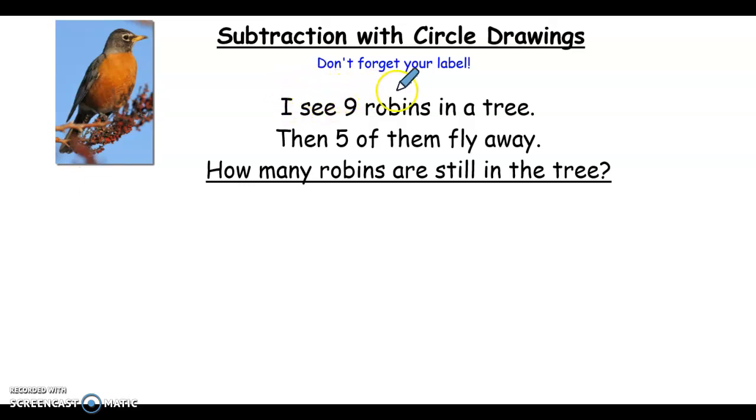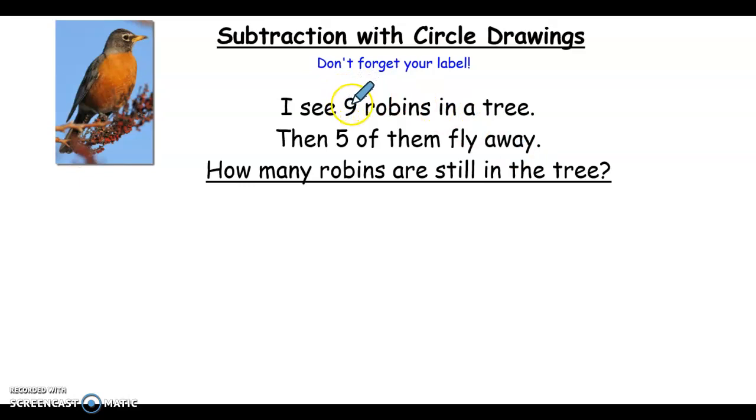So it says, I see 9 robins in a tree. Then 5 of them fly away. How many robins are still in the tree? Eventually, we're going to have to read the problems to understand if it's asking us to add or subtract. So I just want you to start paying attention to the words that are giving you clues, right? Here it's telling us that 5 of them fly away. So if they're flying away, are we adding robins or subtracting robins? Yep, we're subtracting because they're going away.